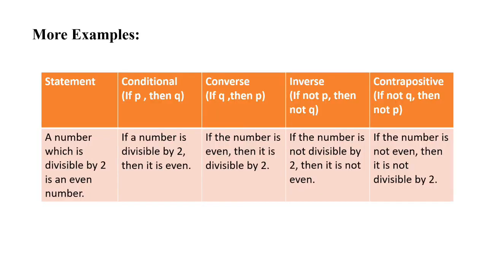Another example, the statement, a number which is divisible by 2 is an even number. So the conditional statement, if P then Q. If a number is divisible by 2, then it is even. And how about the converse? If Q, then P. If the number is even, then it is divisible by 2. In the inverse, remember, if not P, then not Q. If the number is not divisible by 2, then it is not even. In the contrapositive, if not Q, then not P. If the number is not even, then it is not divisible by 2.